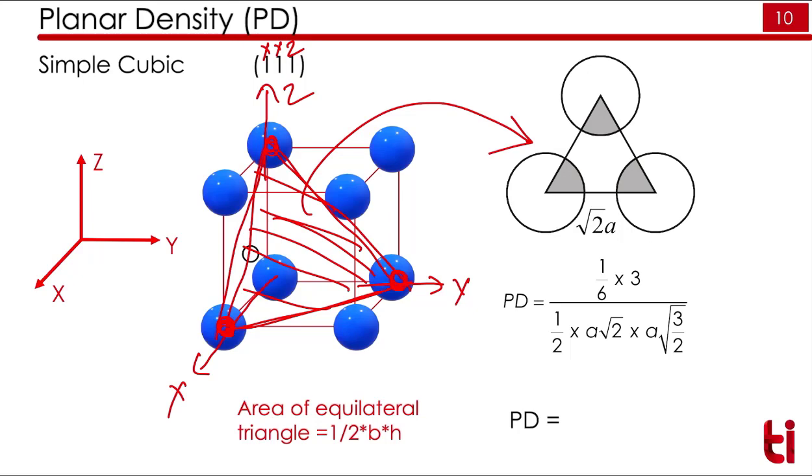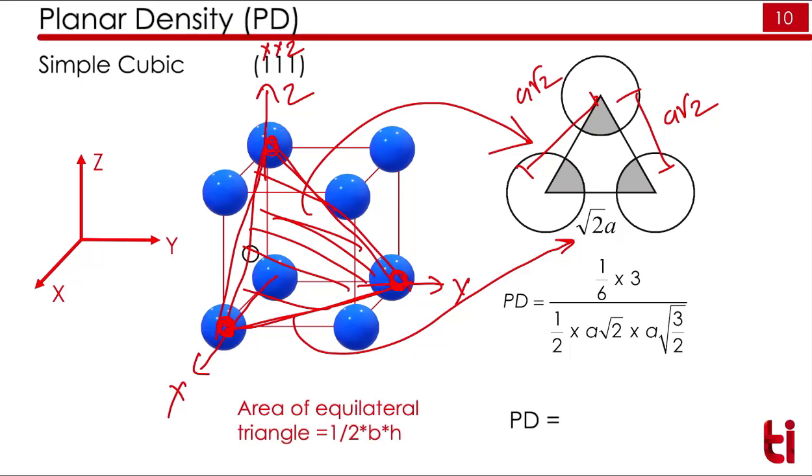Now since the triangle edges are going along the face diagonals, its edge length is a root 2. So this will be a root 2, this will be a root 2, and this will also be a root 2. Now we will find the number of atoms in the 1 1 1 plane.